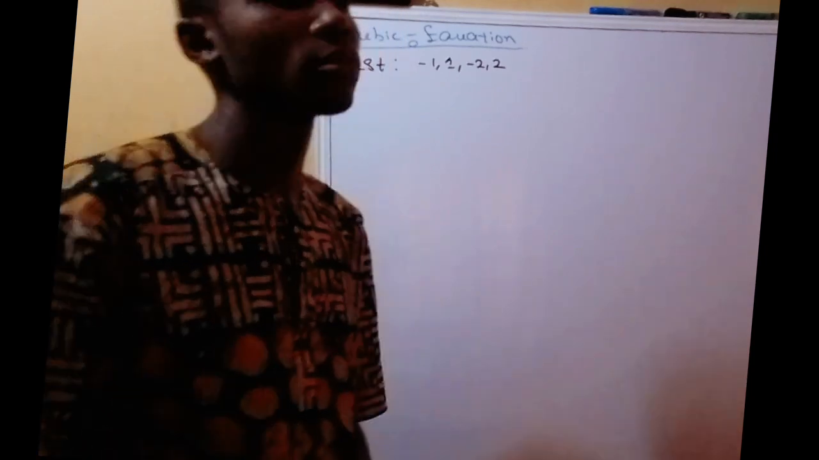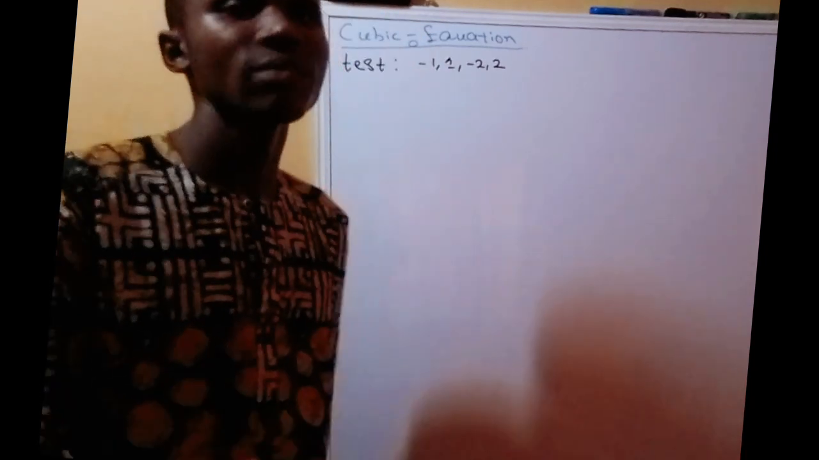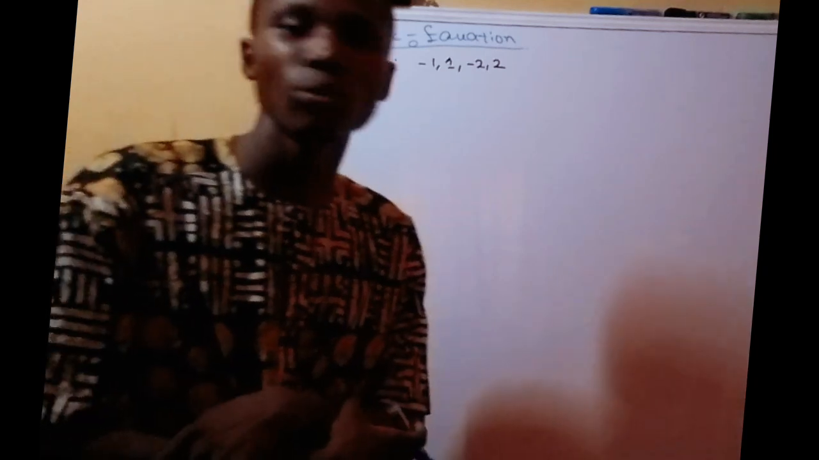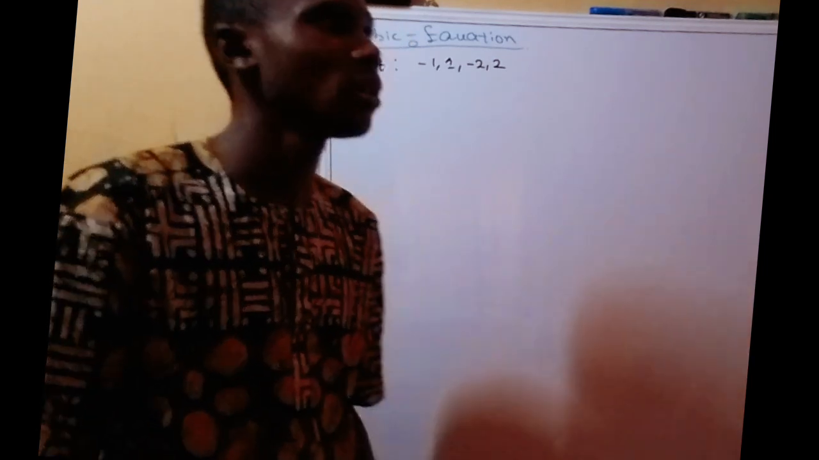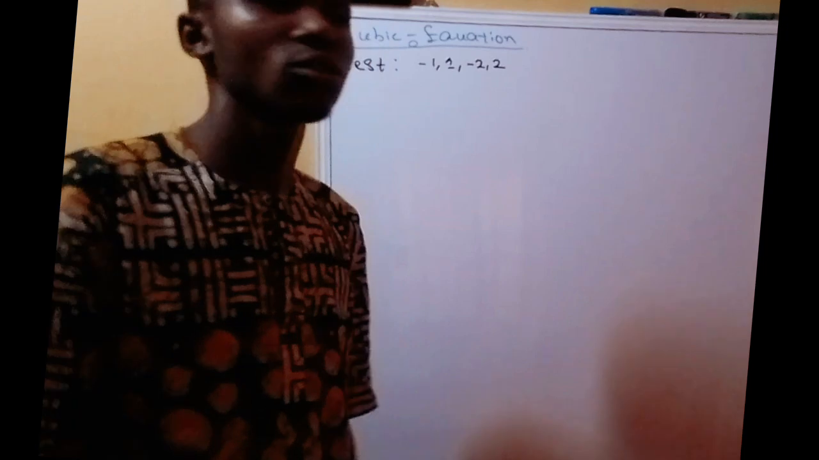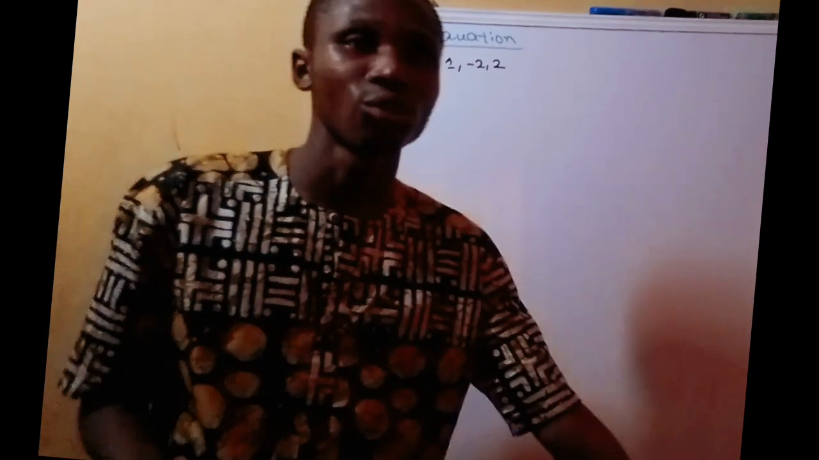We're talking about cubic equations, and I'll be explaining three methods to solve them. The first method is the division method, the second one is the shortcut, and the third one is factorization, which we also call the trig them.